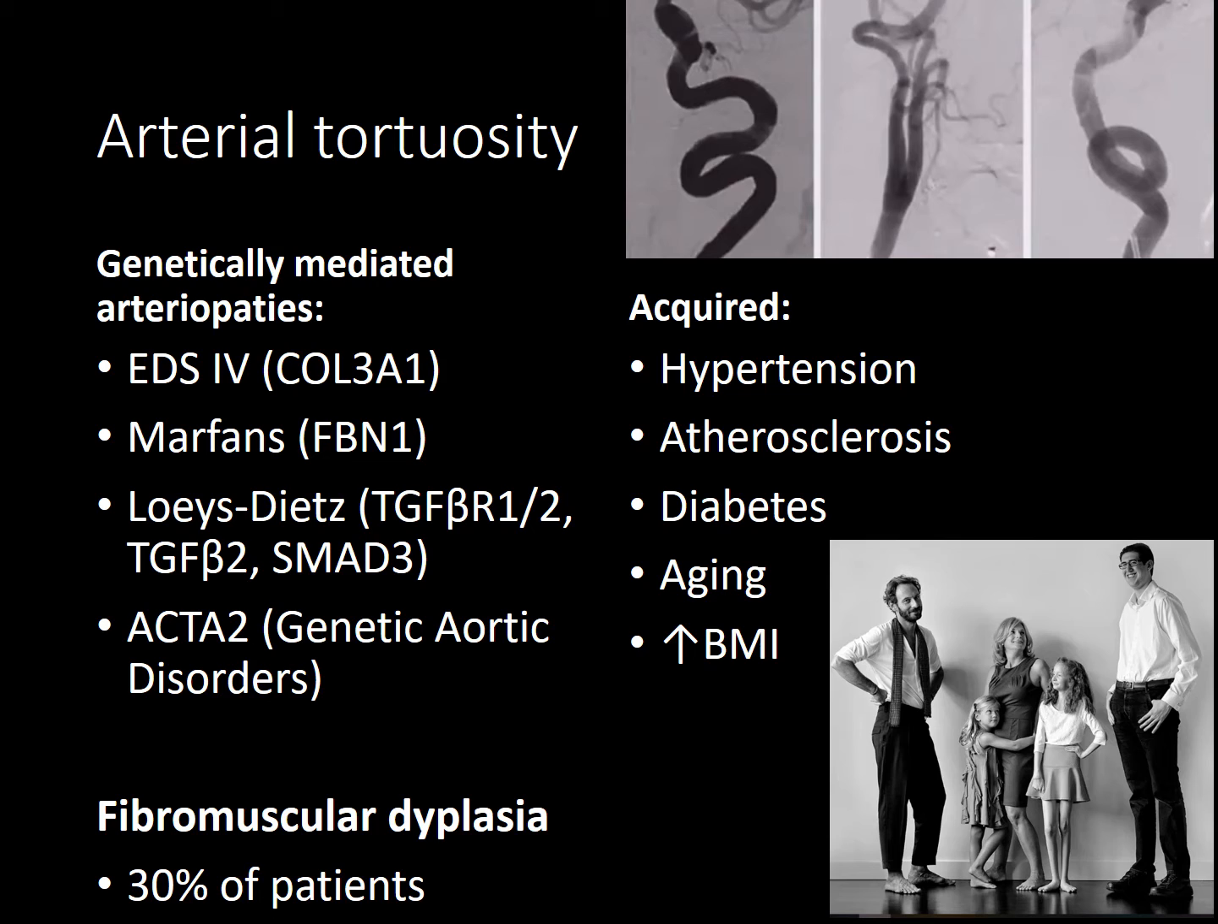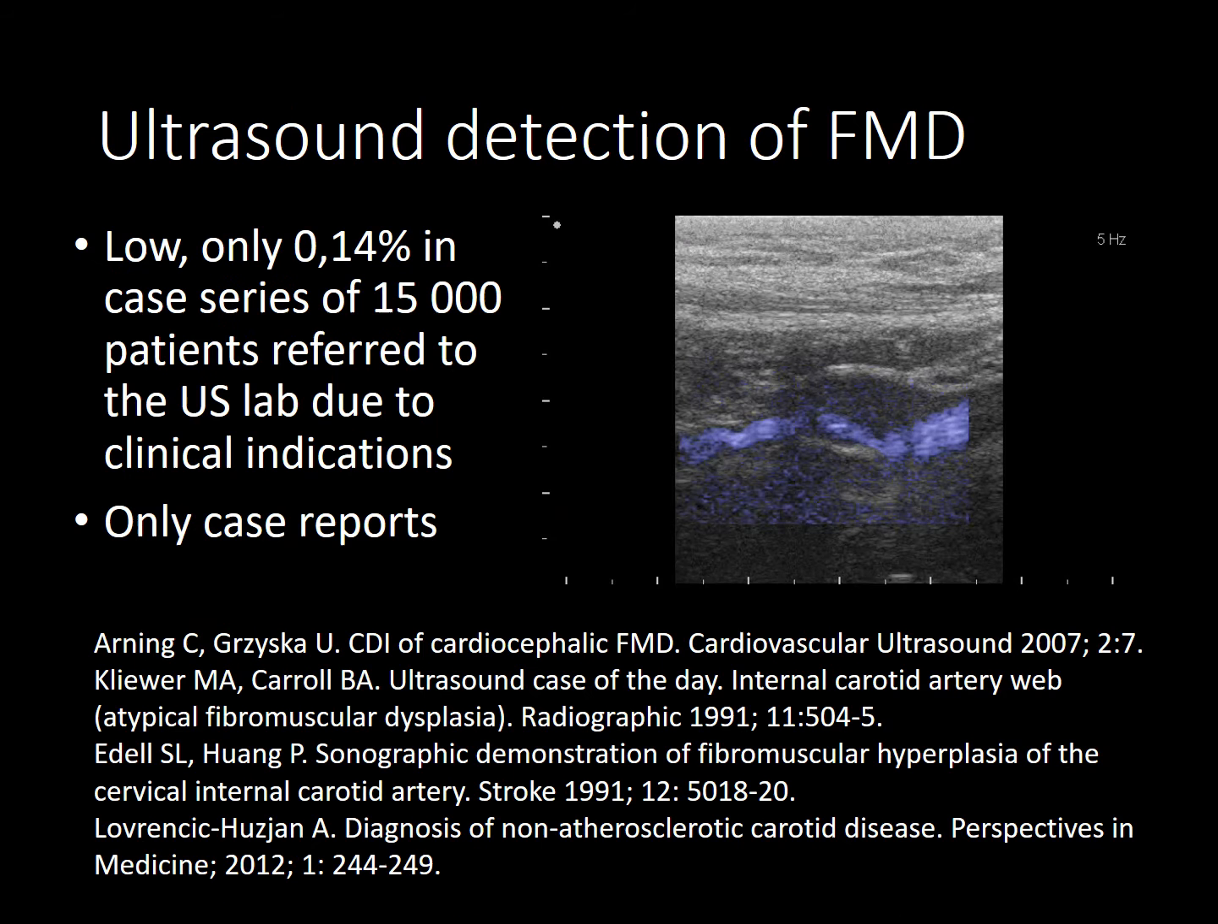Arterial tortuosity is not specific because it can be found in genetically mediated arteriopathies like Ehlers-Danlos type 4, Marfan syndrome, Loeys-Dietz, and ACTA2. It is present in about 1/3 of the patients with FMD, and it can also be acquired due to hypertension, atherosclerosis, diabetes, increased age, and increased BMI.